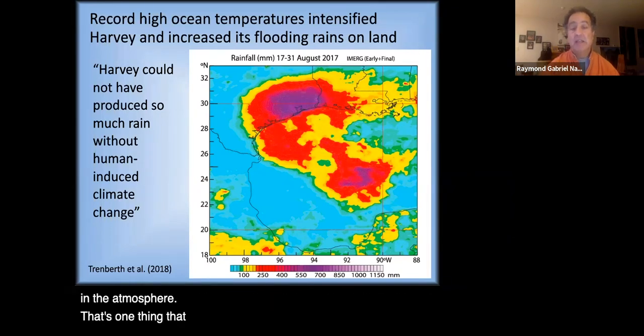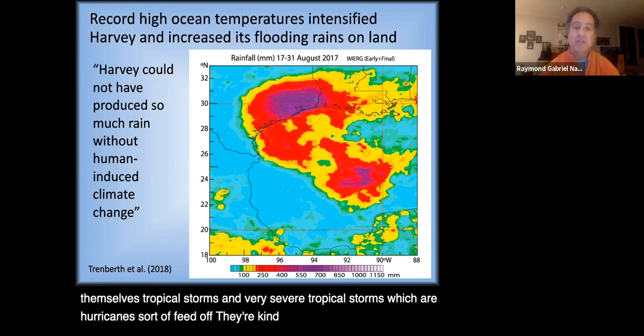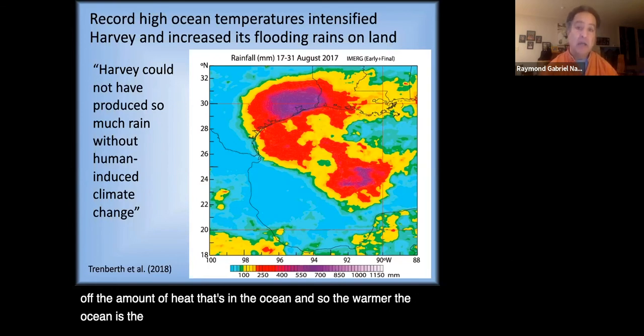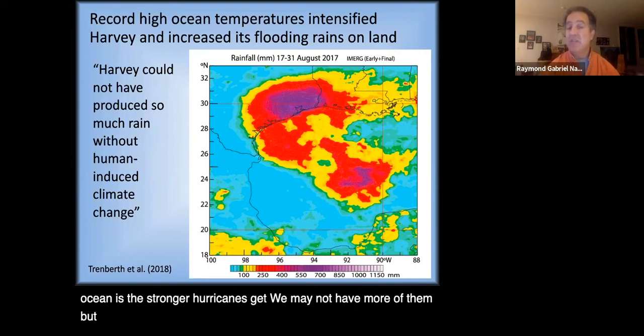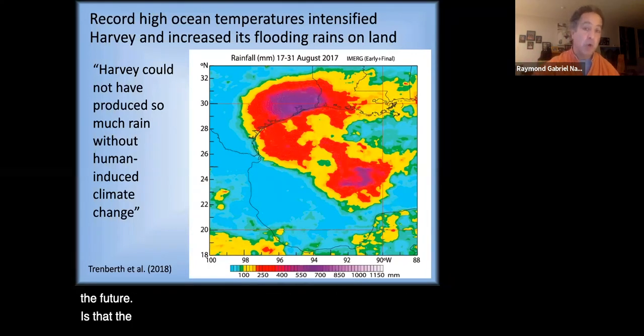The second thing is that hurricanes themselves, tropical storms, and very severe tropical storms, which are hurricanes, sort of feed off... They're kind of heat engines, and they feed off the amount of heat that's in the ocean. And so the warmer the ocean is, the stronger hurricanes get. We may not have more of them, but it's what we've seen in the data, and what we're expecting in the future is that the strongest hurricanes are going to get stronger still.